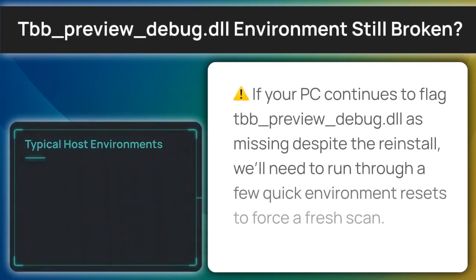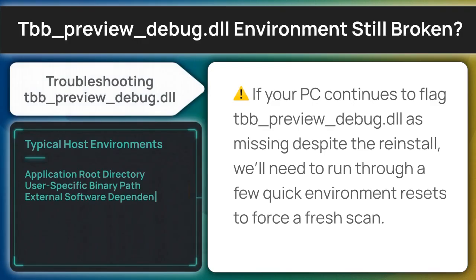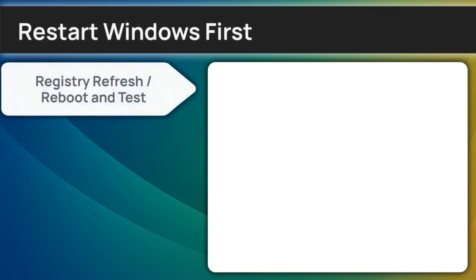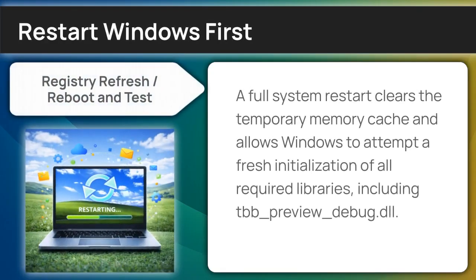If you're still stuck after the reinstall, our next priority is to check for any active blocks in the system path. A simple restart can resolve file in use errors that mimic a missing TBB Preview-Debug message. It's a low-effort step that ensures your operating system starts with a clean execution stack.